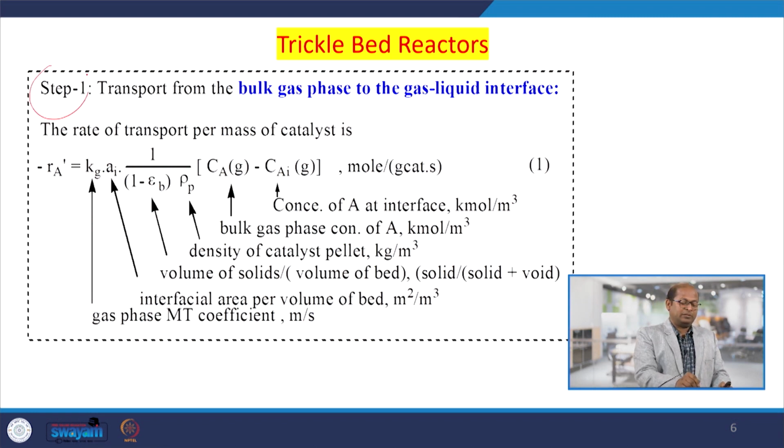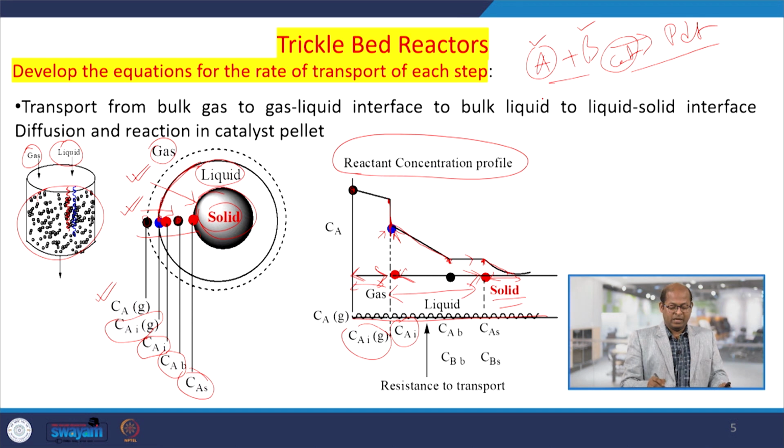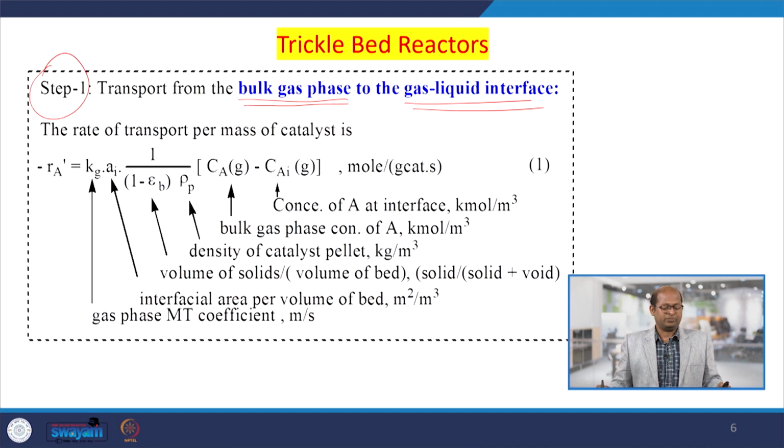Now, step 1: we want to know the transport from the bulk gas phase to the gas-liquid interface, at this particular point. The rate of transport of component A per mass of catalyst, minus R_A prime, can be written as equal to k_g a_i times 1 over (1 minus epsilon_B) rho_p, times the driving force (C_AG minus C_AI).